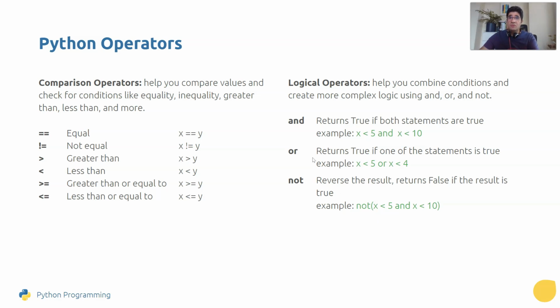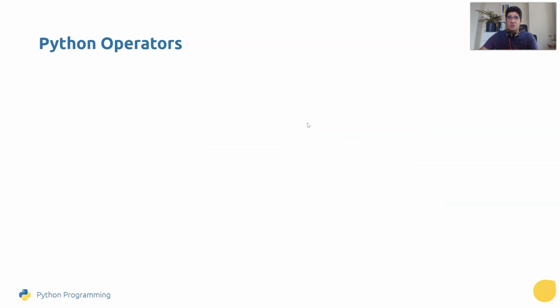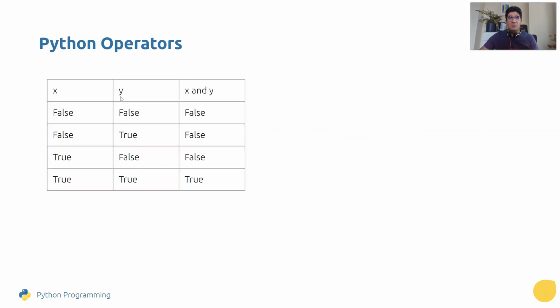To simplify these logical operators, let me show you a table. If you have x and y, and they can have different values, x and y will be false in all the cases, and it will be true only if x and y are both true. So x and y is true when both sides of the operator, which is and in this case, are true.